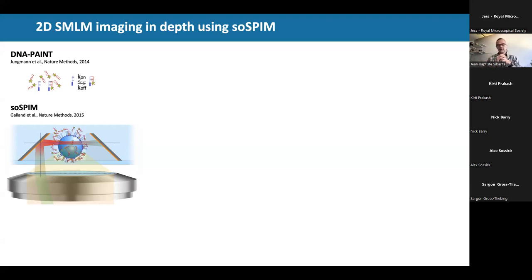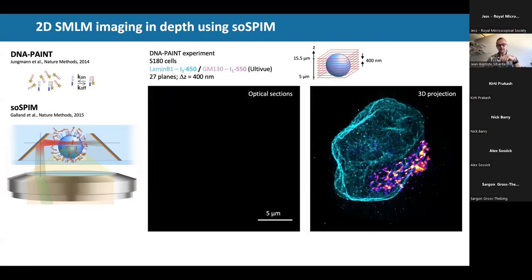And of course, GNA paints, even more than other techniques, create a lot of background because you have your imager all around floating in the solution. They diffuse very rapidly. You don't see them as single molecules until they dock to their target, but otherwise they create a huge amount of background. So this is why you need good sectioning. This is why we create a very tiny light sheet here, about 1 to 2 micrometers at maximum, which means that all the fluorophores around, which are not attached to the target or not in the field of view, we don't see too much.